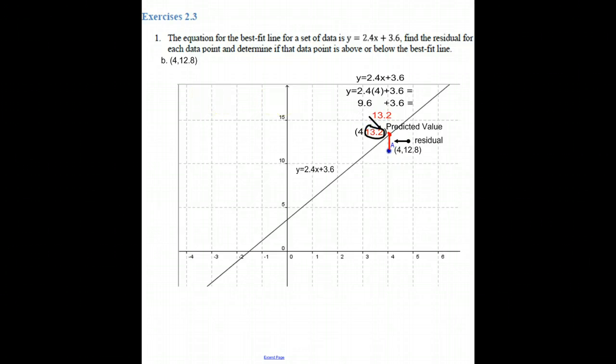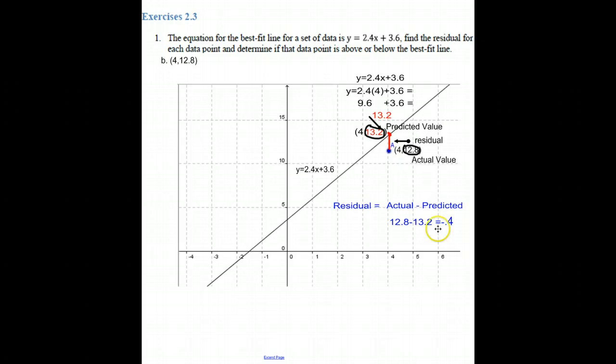Our actual value is 12.8, and we'll circle that. And what we have learned is that the residual is equal to the actual data point minus the predicted, which is this distance. Now that we have the predicted value of 13.2 and the actual of 12.8, we can do the subtraction. So the actual being 12.8, the predicted being 13.2, that gives us negative 0.4.